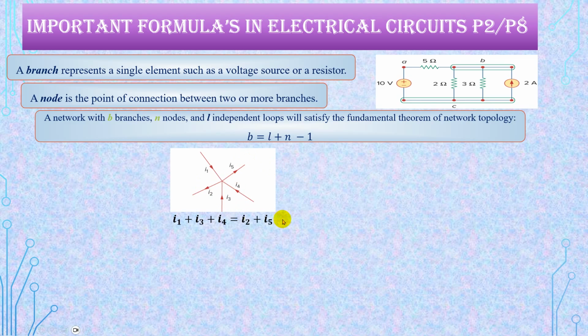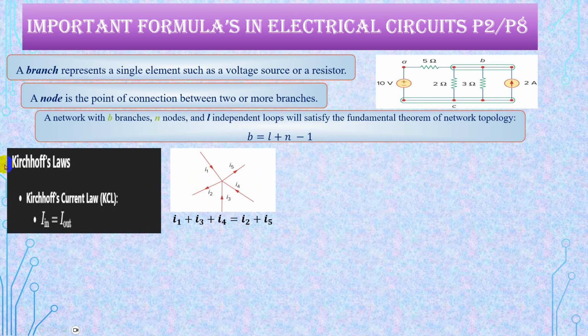So if you take this I2 plus I5 to this side, it becomes I1 plus I3 plus I4 minus I2 minus I5 equal to 0. The summation of the currents is equal to 0 at a particular node. In that, it may have addition, it may have negation also as per the direction of the current. So this is your Kirchhoff's current law. So Kirchhoff's laws, we have two: Kirchhoff's current law and voltage law.